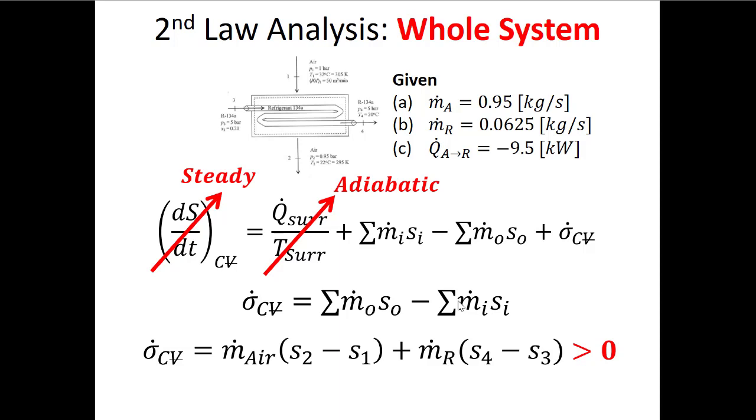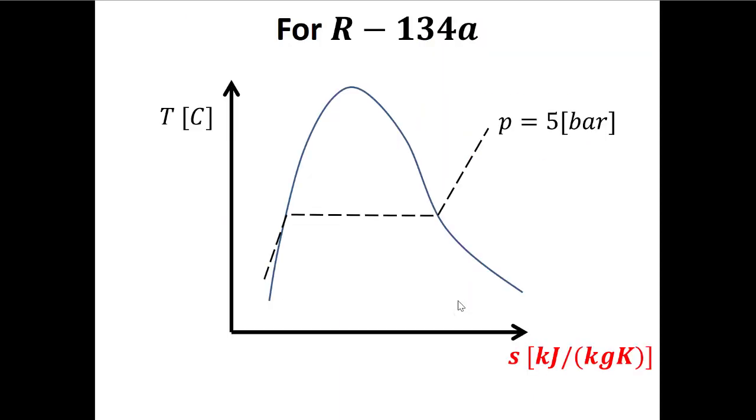So again, I have a symbolic solution. I've done this work. I've demonstrated my understanding of thermodynamics by starting with a first principles approach, in this case, writing down the second law, telling you the assumptions. And now I'm going to try to evaluate this analytically. I know the mass flow rate of air. I don't know S2, S1. I do know the mass flow rate of the refrigerant. I don't know S4, and I don't know S3. So I have to be able to fix the states to figure out what's going on.